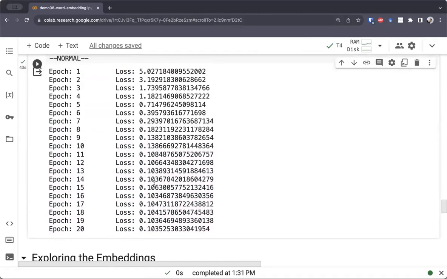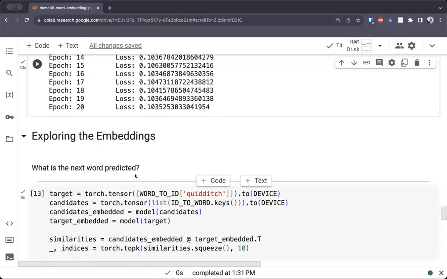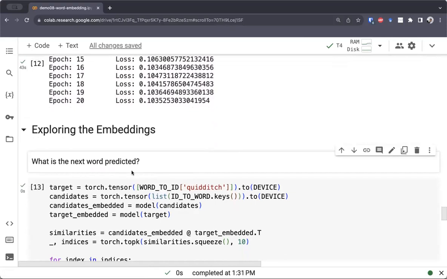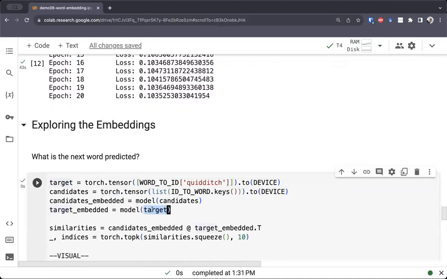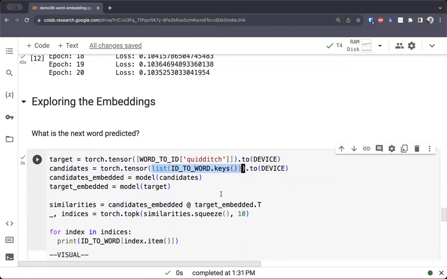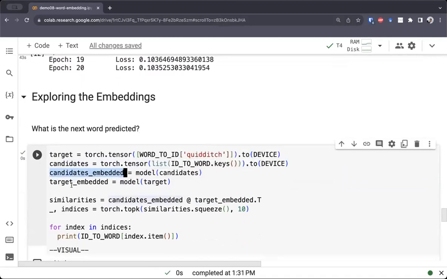It's one thing to see this loss in practice, but let's also take a little bit of a look at what's going on with our embeddings. One way of doing this is to figure out if we embed a particular word, which words is it closest to? So in this case, we're going to embed the word Quidditch. We're going to look up its index using this dictionary word to ID. And then we'll pass this target index through our model, through this embedder. And we'll do the same thing for our candidates. Our candidates in this case is just all of the different indices of our words. And then we get embeddings for all the candidates and our embedding for our particular word target.